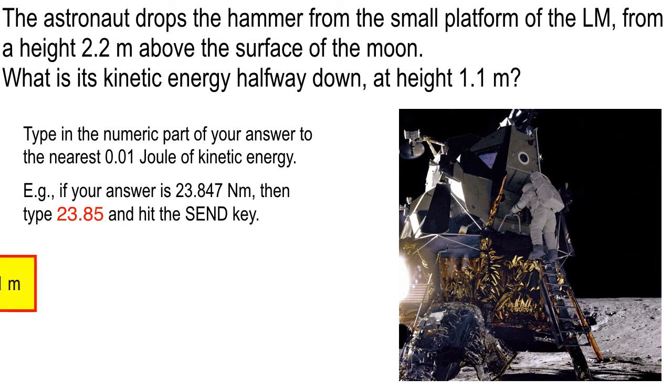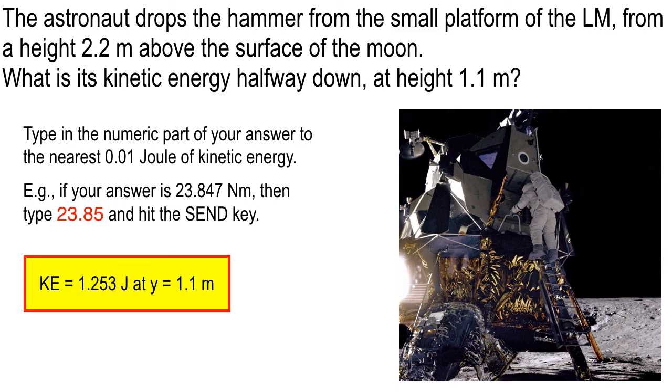The answer is 1.253, to 3 decimal points. You know what you could do? The easy way to do this, your total height is 2.2. The halfway point is 1.1. So if you figure the GPE at 2.2, 2.2 times 1.14, then half of that is the potential energy and the kinetic energy value at 1.1. So all you got to do is divide that by 2.